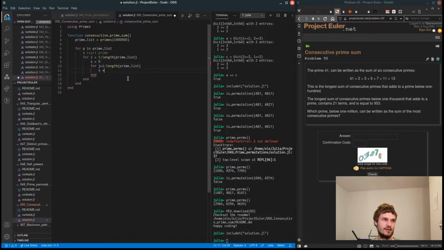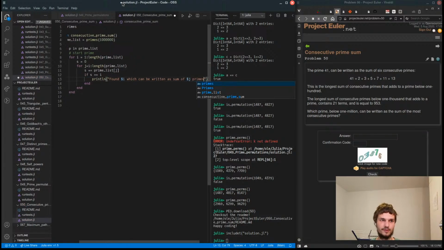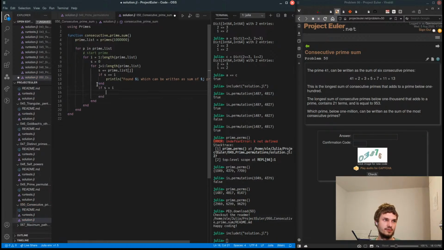And then S is equal to prime list of J. If S, yeah, I think that makes sense. So if S is equal to I, then we found one. Print found, which can be written as $J primes as sum of J. If S greater than I, break.